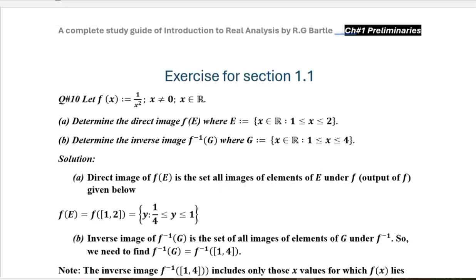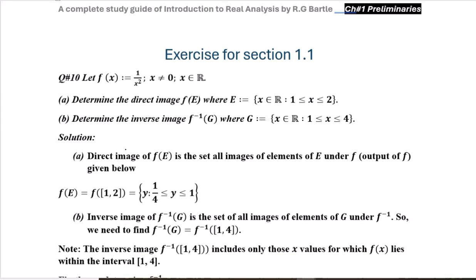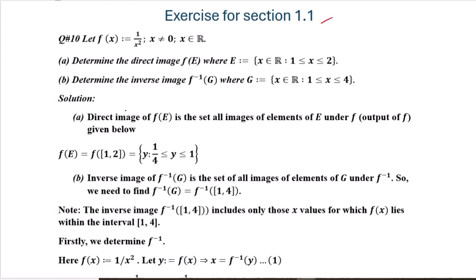Now I move towards Question number 10 of exercise 1.1. I have a function f of x is equal to 1 over x square, where x is non-zero and x belongs to R. The first part says determine the direct image of f of E, where E is the set of all real numbers lying between 1 and 2, closed interval.